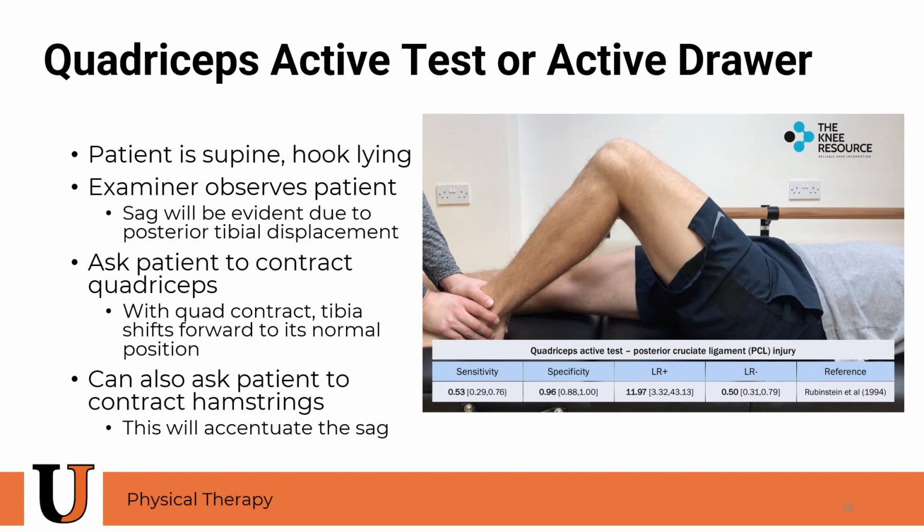The quadriceps active test, or the active drawer test as another name, is performed by having the patient in this supine or hook lying position with their knee flexed to 90 degrees and with you providing support at their ankle. You're going to ask the patient to contract their quads, and if you see excessive anterior translation of the tibia with that, that would be considered a positive test. Another element to this test that you can add is asking the patient to contract their hamstrings. If that increases the posterior sag of the proximal tibia, that would also be considered a positive test.